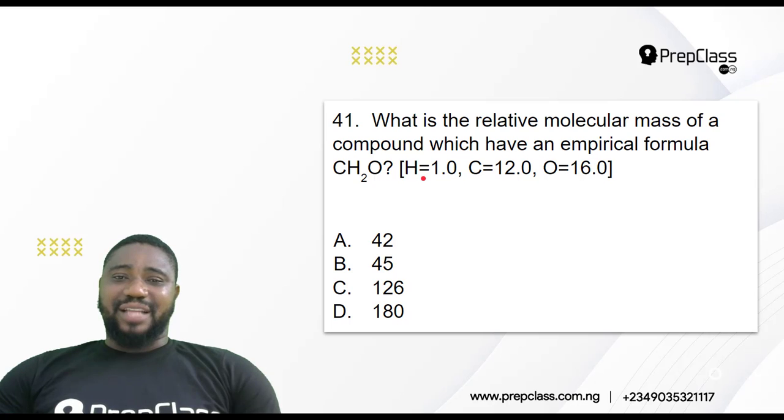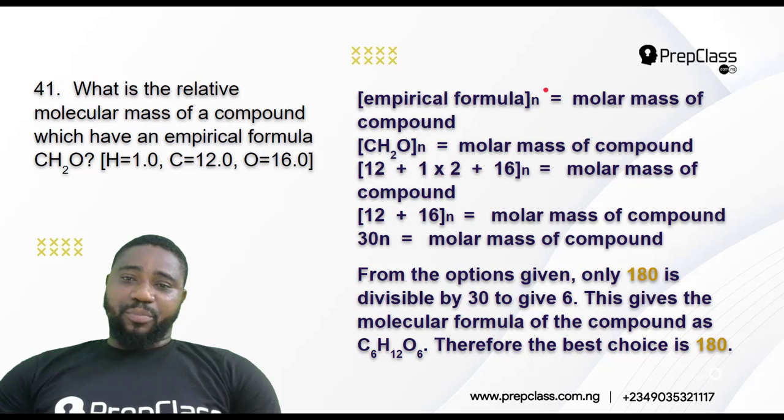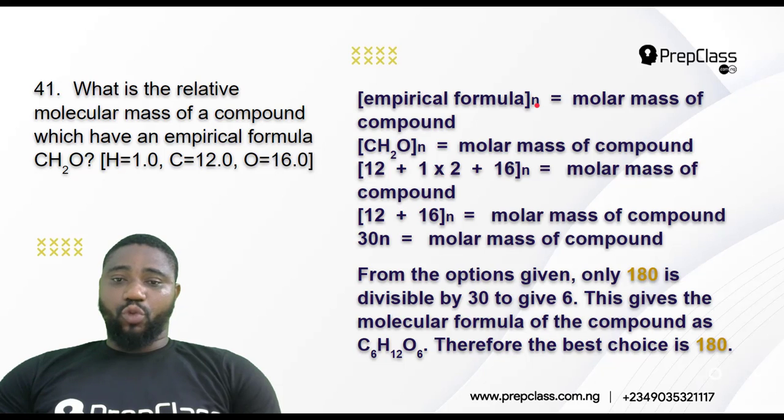This question is not that direct. It's kind of tricky because they just give us the empirical formula, nothing more, and they're asking us to find the molar mass of the compound. To solve this kind of question, we are going to base it on assumption. But we know that empirical formula into bracket N equals molar mass of a compound. This N will help you to make it a molecular formula. So empirical formula of a compound into bracket N equals molar mass of a compound.